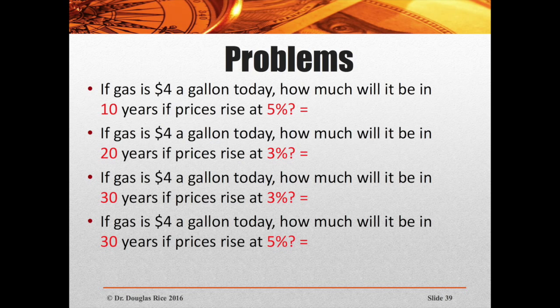Now that doesn't sound horrible. It doesn't sound great, but it doesn't sound horrible at 3% per year. But are we sure it's 3%? And what if we go beyond 10 years? Some of you are much younger than I am, and so what you would do is calculate more than that to have some sort of idea of what's going on. So I created these little problems here. What if gas were $4 today and inflation was 5%? What if gas was $4 a gallon and it was at 3%, but it was 20 years or 30 years? Or what if it was 30 years and prices rise at 5%?